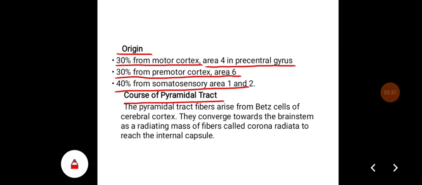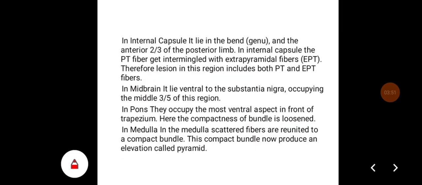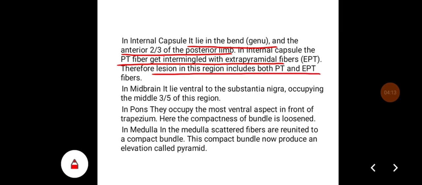The pyramidal tract fibers arise from the pyramidal cells of the cerebral cortex. They converge towards the brainstem as a radiating mass of fibers called the corona radiata to reach the internal capsule. In the internal capsule, it lies in the bend, which is also called the genu, and the anterior 2/3 of the posterior limb. In the internal capsule, the PT fibers get intermingled with the extrapyramidal fibers, that is EPT, and therefore a lesion in this region includes both pyramidal tract and extrapyramidal tract fibers.